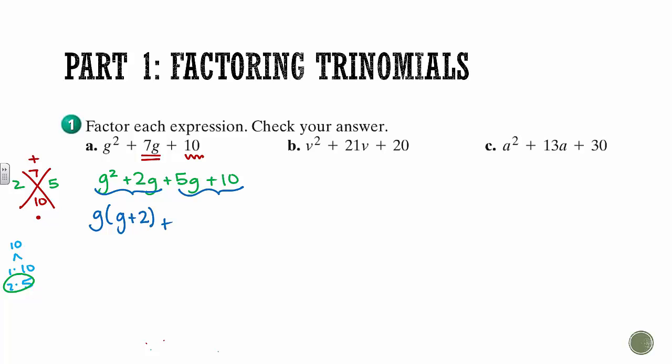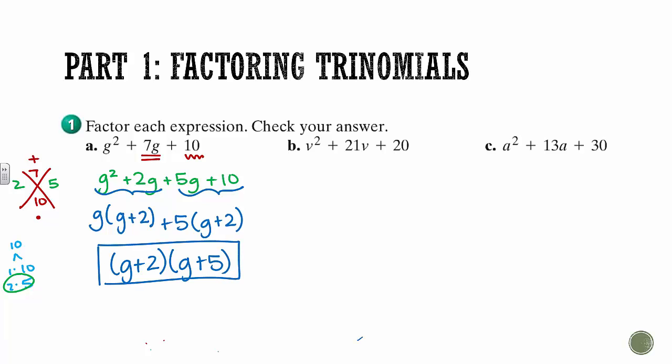Now this group I can take out a 5, and I'm left with g plus 2. So g plus 2 is in common, and what's left over is g plus 5. We can check our answers, because if I double distribute these out, I should end up with this here.